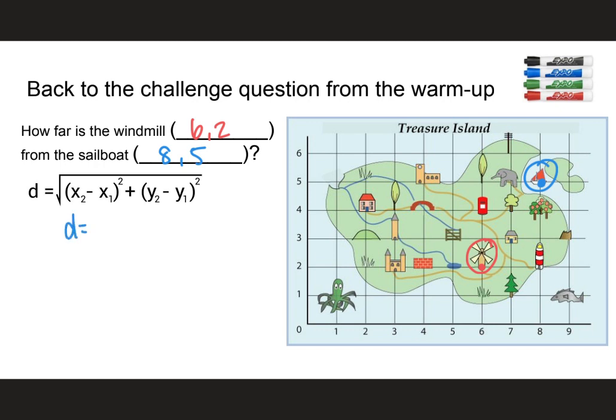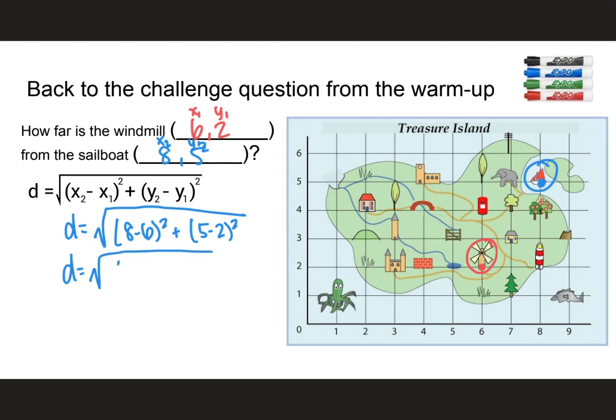Again, it doesn't matter which one you label x1, y1. I'm going to label the first point x1, y1, the second point x2, y2, and I'm going to plug it in. So it's going to be 8 minus 6 squared plus 5 minus 2 squared. So order of operations, we're going to do the parentheses first. So 8 minus 6 is 2. 5 minus 2 is 3.